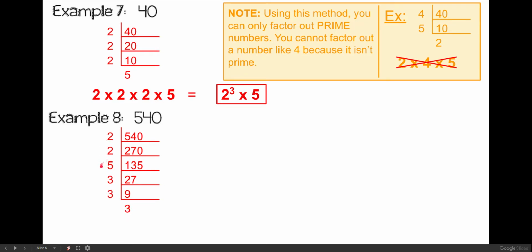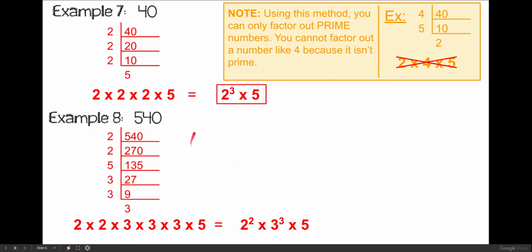So we have 2 times 2 times 5 times 3 times 3 times 3. Order it from least to greatest. So we have 2 2s, 3 3s, and a 5. So 2 times 2 times 3 times 3 times 3 times 5. Simplify it. Since we have 2 2s, 3 3s, and a 5, we go 2 to the second power, 3 to the third power, times 5.